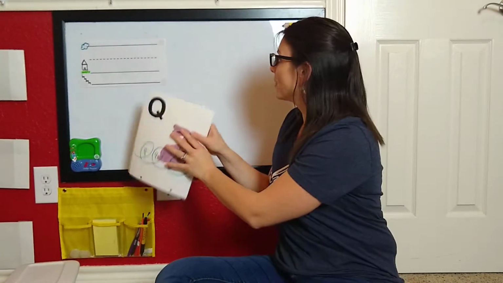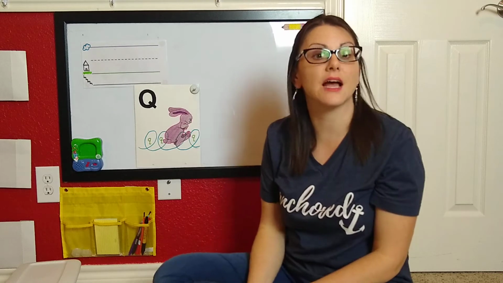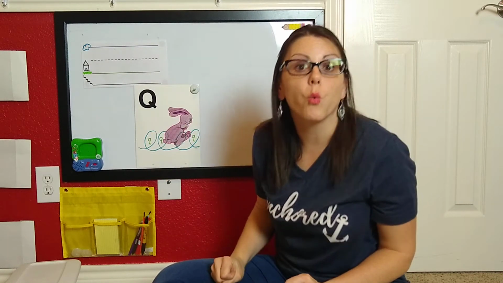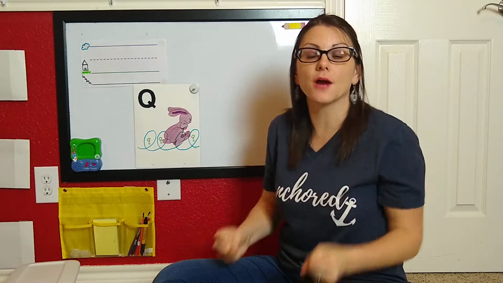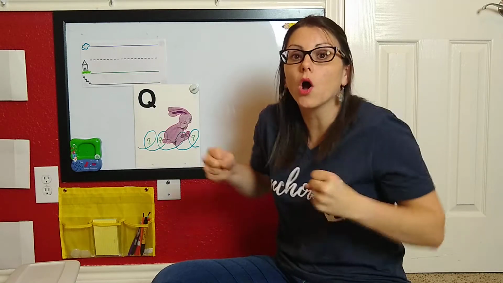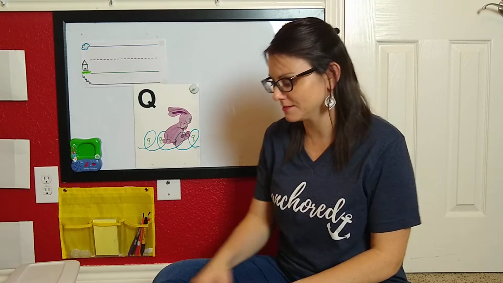And when we think about the letter Q, we need to think about the sound it makes. Now the rabbit is being very quick. So we're going to do our arms like this, like we're hopping with our arms, and we're going to go quack, quack, quack, quack, because we're going to be quick like a rabbit.